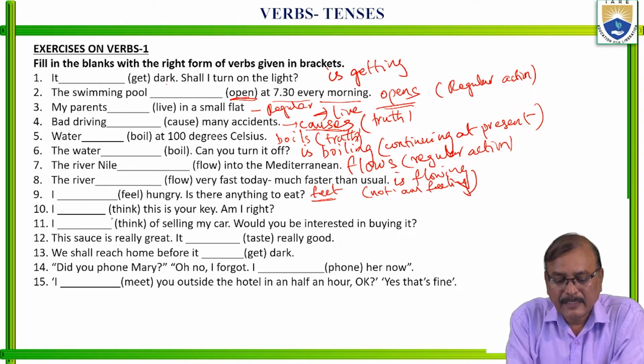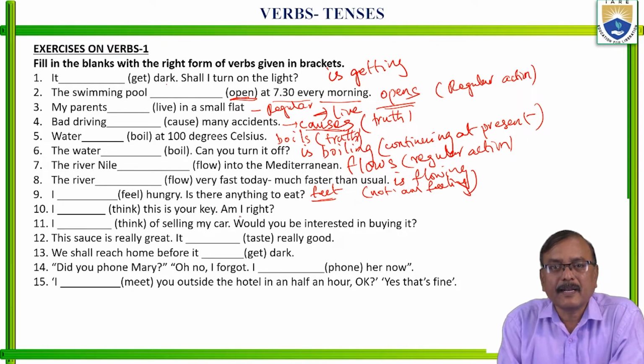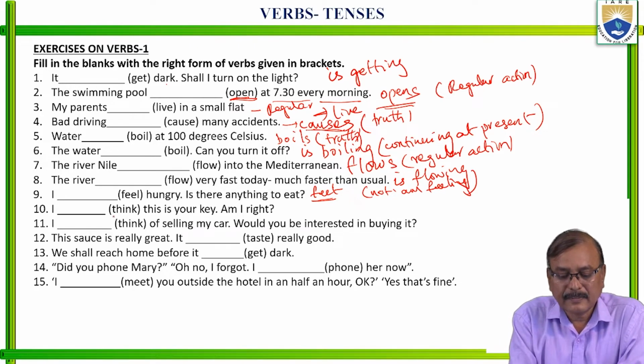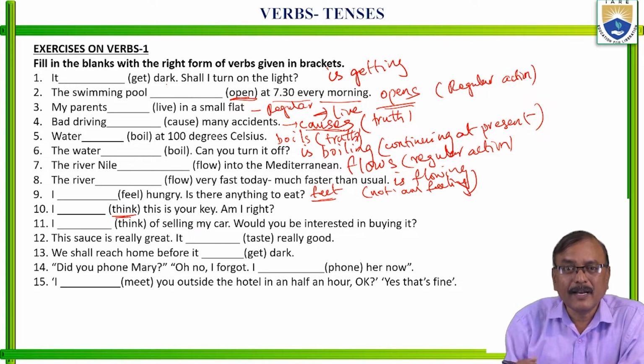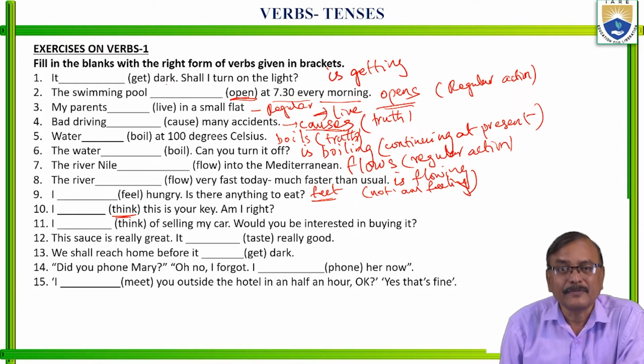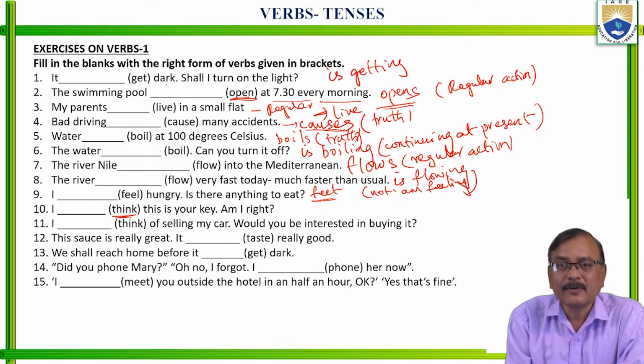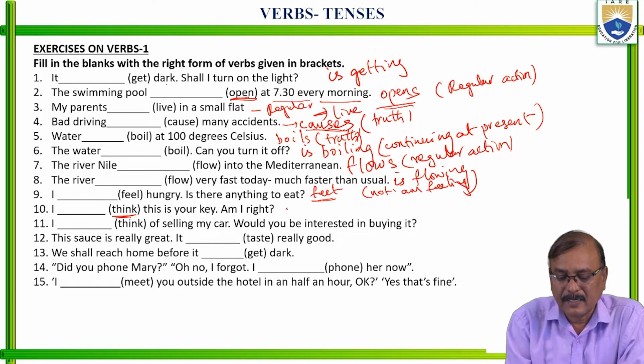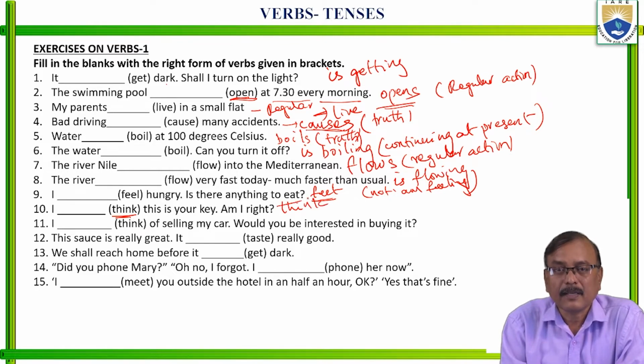Now here, I think this is your key. Am I right? I think means, am I doing any work here? No. Can you see any progress of the verb? No. So that's why here, don't say I am thinking. Simply here you say I think. This is your key.